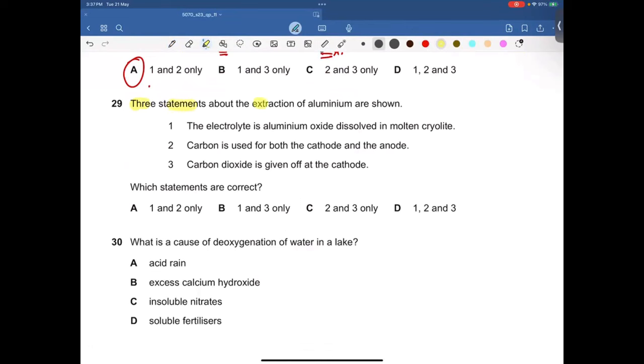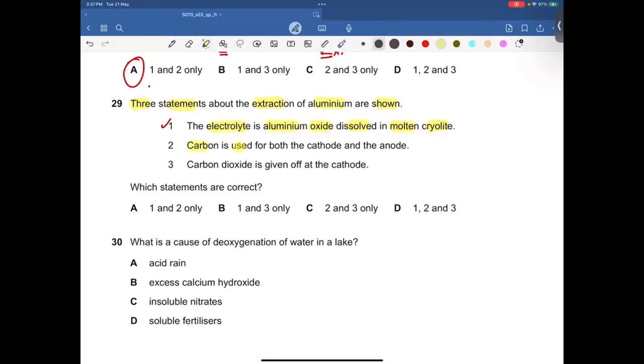Three statements about the extraction of aluminum are shown. The electrolyte is aluminum oxide dissolved in molten cryolite. That statement is right, because molten cryolite is used to dissolve aluminum oxide. Also, it causes a reduction in the melting point of aluminum oxide. So the first statement is right.